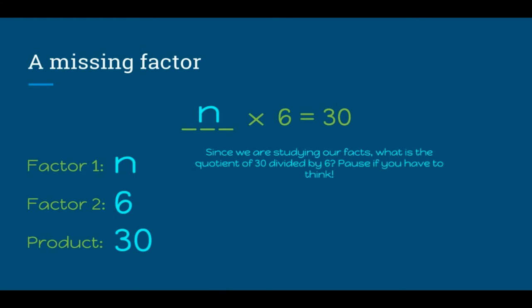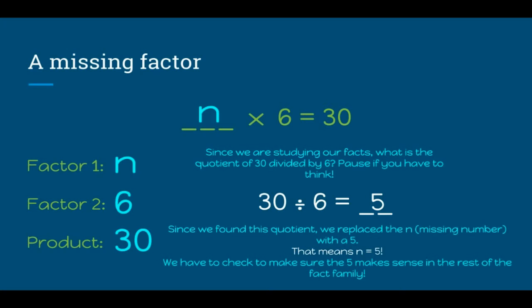Since we're studying our facts, what is the quotient of 30 divided by 6? Pause if you have to think. 30 divided by 6 equals 5. Since we found this quotient, we replace the n, the missing number, with a 5. That means n equals 5. We have to check to make sure the 5 makes sense in the rest of the fact family.